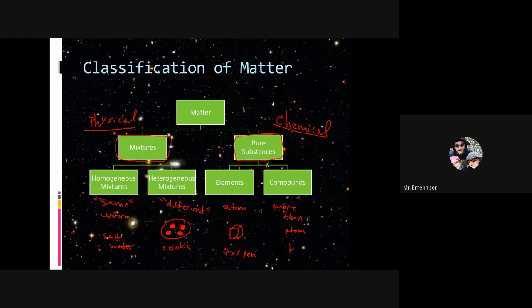Now, a compound is more than one atom bonded together. So H2O, hydrogen and oxygen, that's water. Water is a compound. It's got two elements in it, two or more elements. And we'll hit this again.